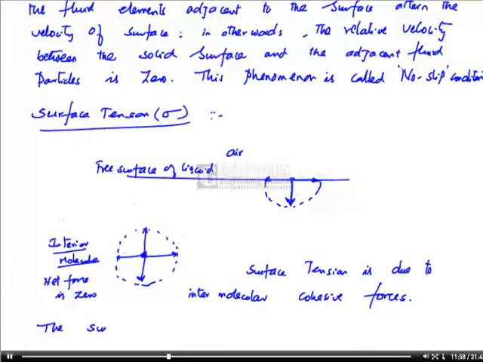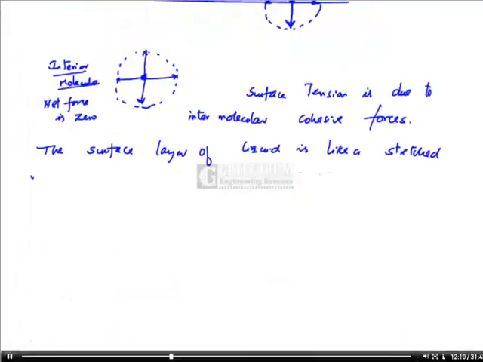The surface layer of liquid is like a stretched rubber membrane under tension, and this tension is known as surface tension.